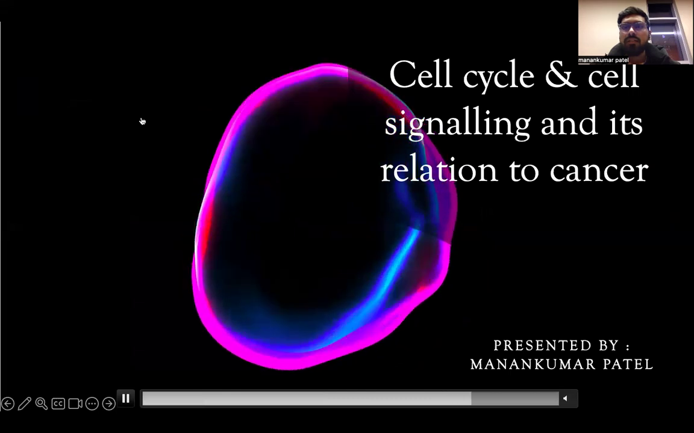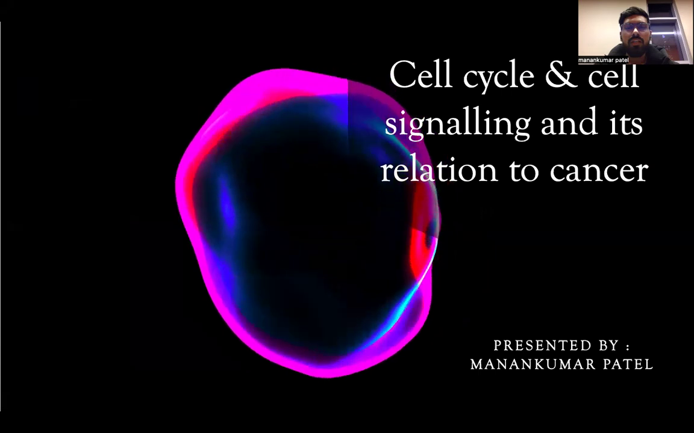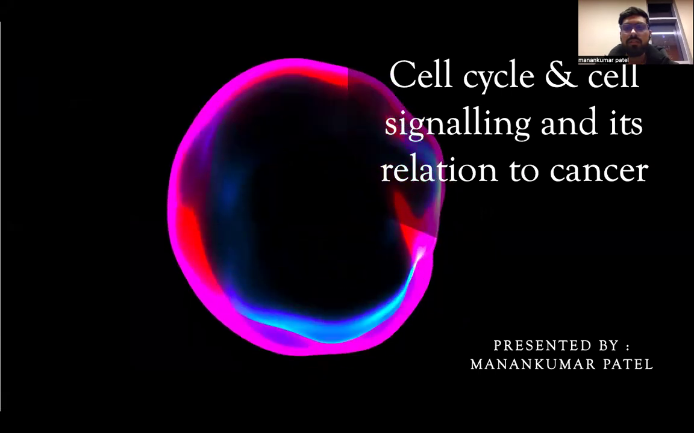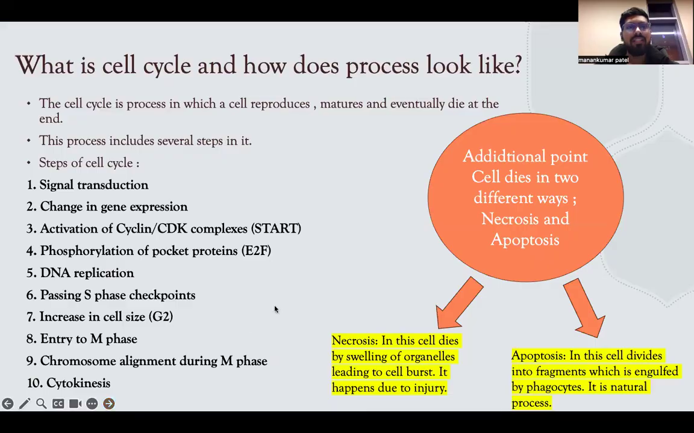Cell cycle and cell signaling and its relationship to cancer. First of all, let's understand what cell cycle is and what the process of cell cycle looks like. The cell cycle is a process in which cells reproduce, mature, and eventually die at the end. This process includes several steps. I'm going to talk about each of them later on in my presentation.